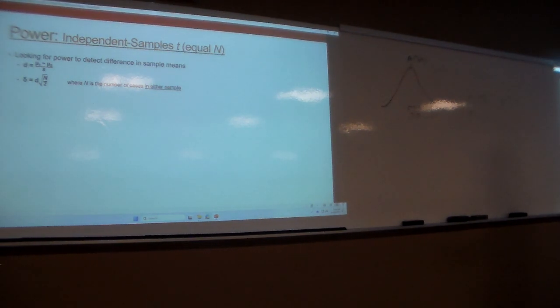If I'm looking to detect differences in sample means, my effect size here is going to be the difference between my two means over the standard deviation estimate, and my non-centrality parameter is going to be equal to my effect size times the square root of n over 2, where n is equal to the number of cases in either sample, not my whole sample, right? It's just one of the two groups. But here, I'm assuming I have equal cell sizes.